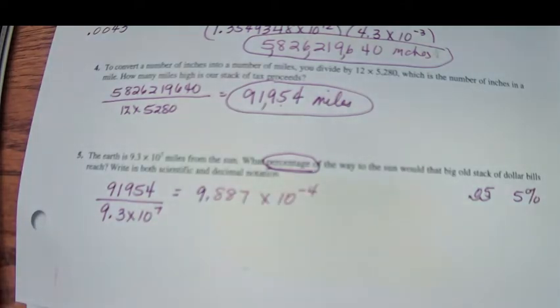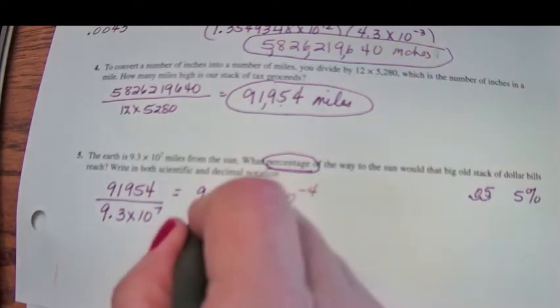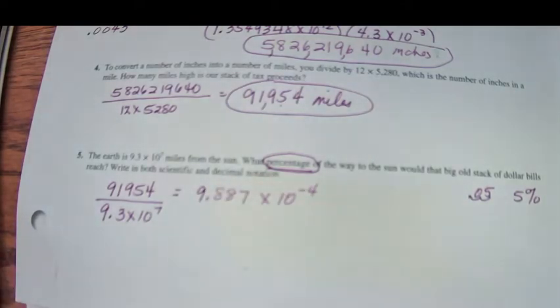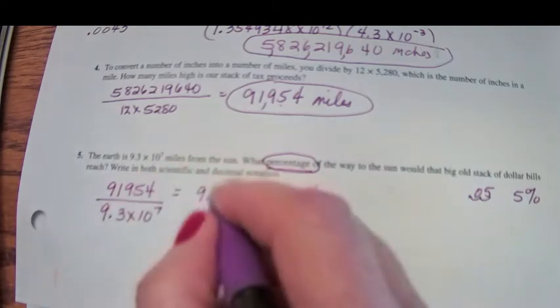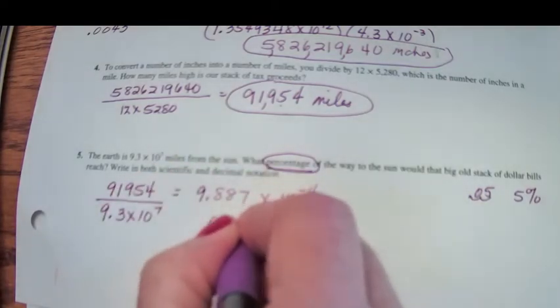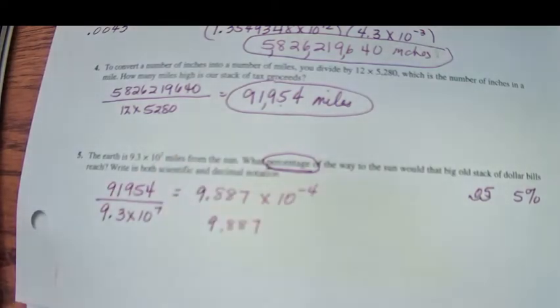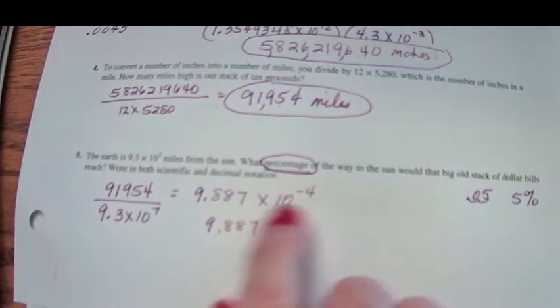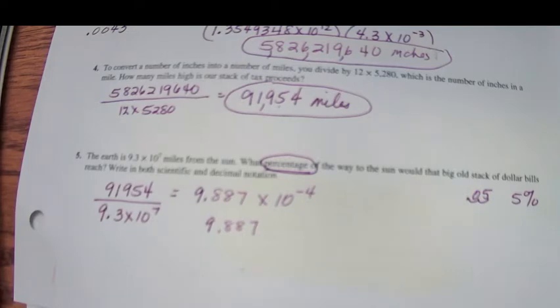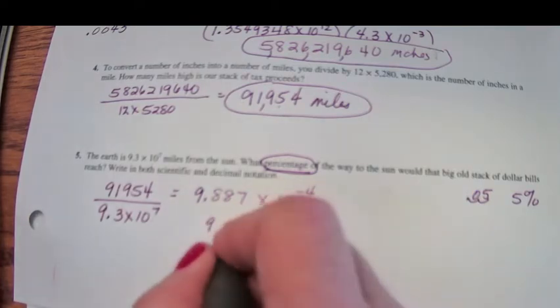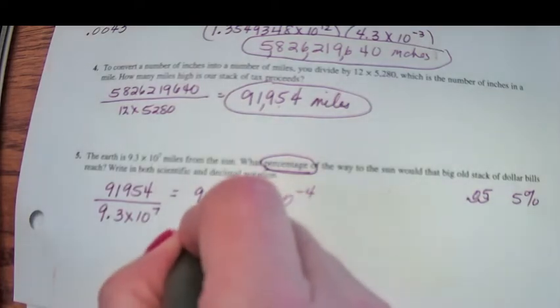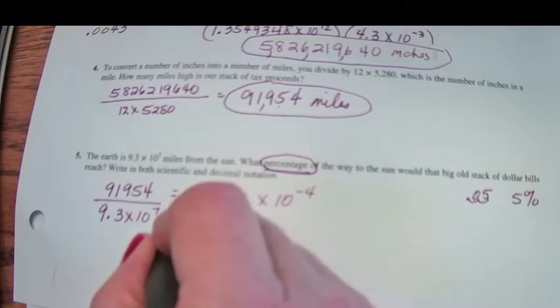Now that is not a percentage. First of all, let's write this as a decimal. So I'm going to have to move the decimal place over 4. Since we're making this number smaller, we're going to move 4 decimal places to the left. This is going to be a number less than 1. 1, 2, 3, 4.